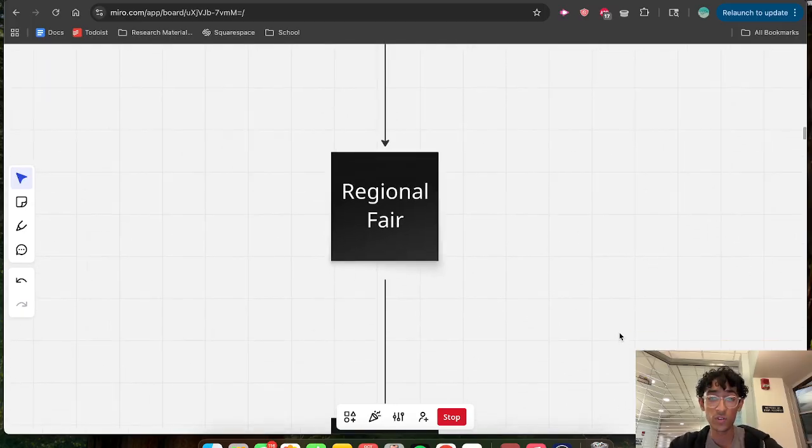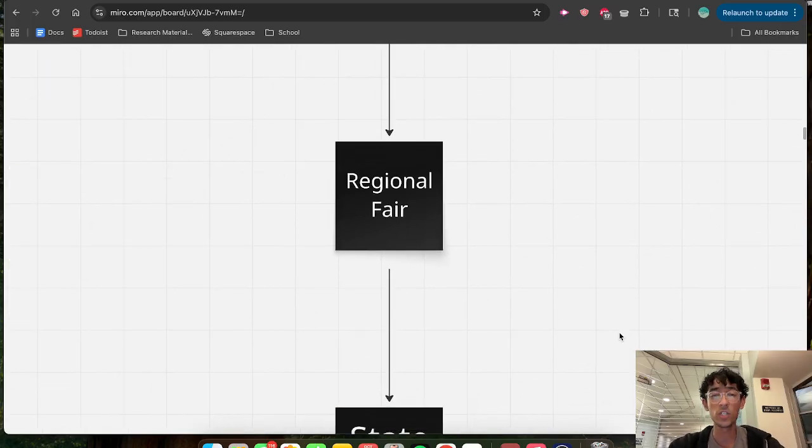After that, you have the regional fair. So this probably involves multiple different schools. This could also be just like a certain district in your state or your country maybe. And yeah, it's just a bigger version of your school fair. And I guess the judges here might get a little bit more sophisticated.